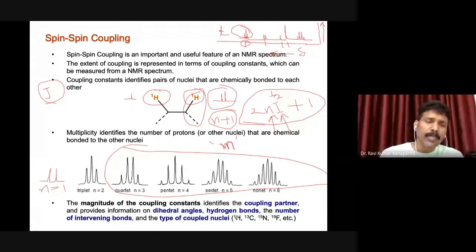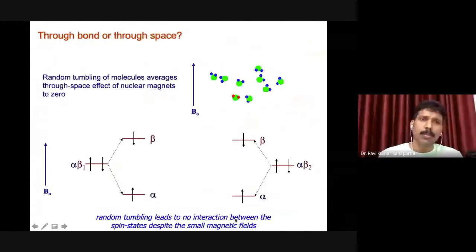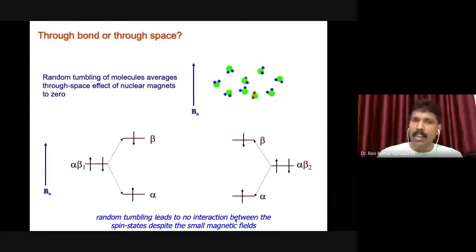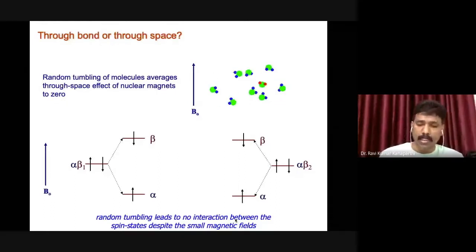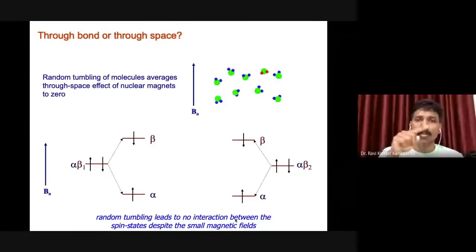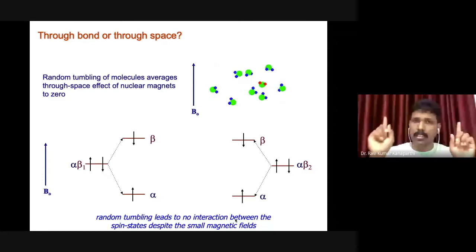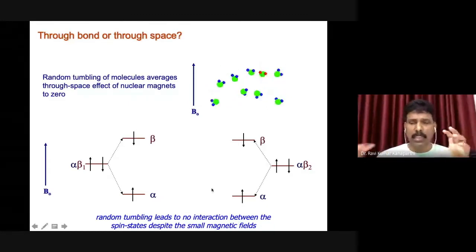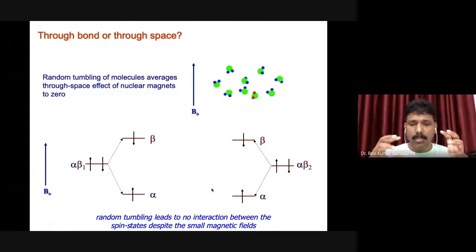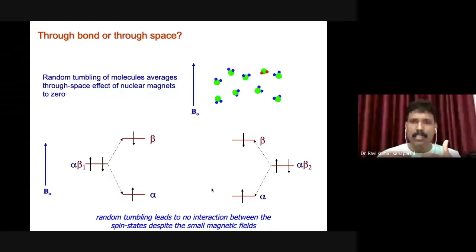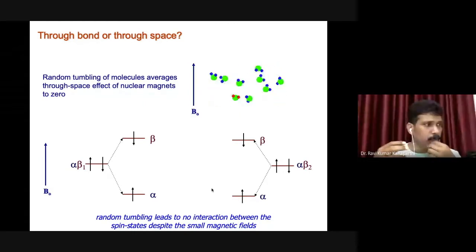Okay? Now the question is whether the coupling is through bond or through space. In this case, the coupling is not through space, but through bond. For example, why is it not through space? It is very simple: in solution phase NMR, the nuclei keep on changing their position, the tumbling motion.